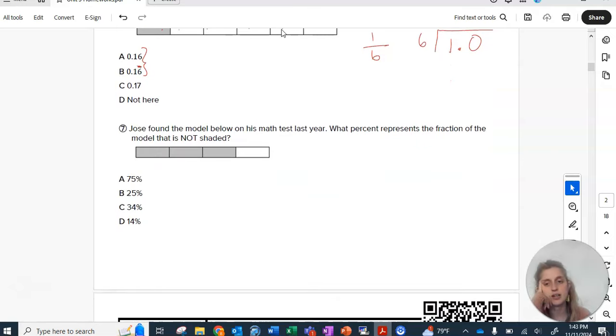And last one. Jose found the model below on his math test last year. What percent represents the fraction of the model that is not shaded? Reading carefully. And now you're done with your homework.